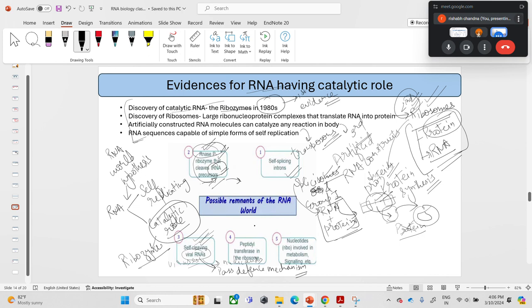Then the famous example of peptide transferase in the ribosome. So as we discussed, the peptide transferase activity of the ribosome is performed by 23S rRNA, and the 28S and 5.8S rRNA in eukaryotes. So this one is for the prokaryote and this one is for the eukaryote. Okay, and then comes the last point, the nucleotides involved in metabolism and signaling, etc.